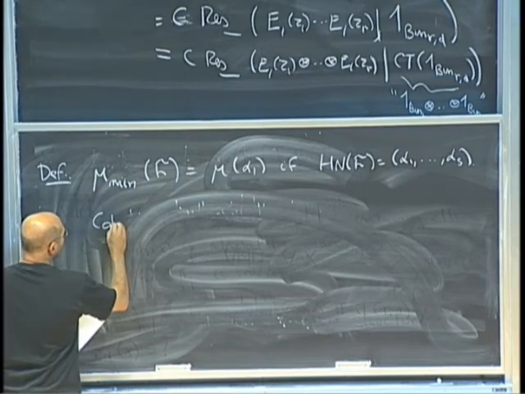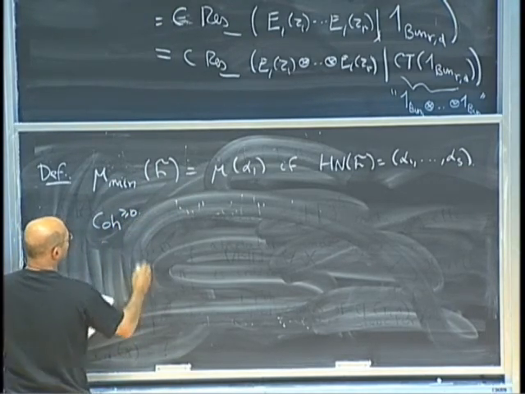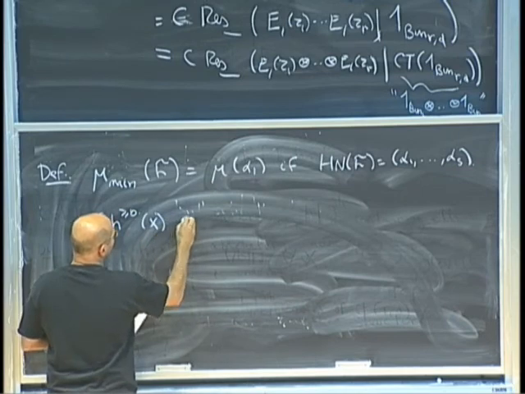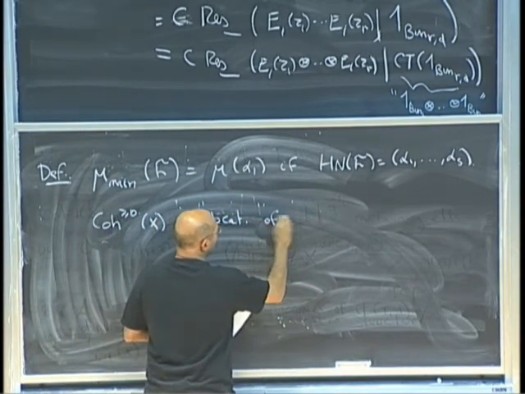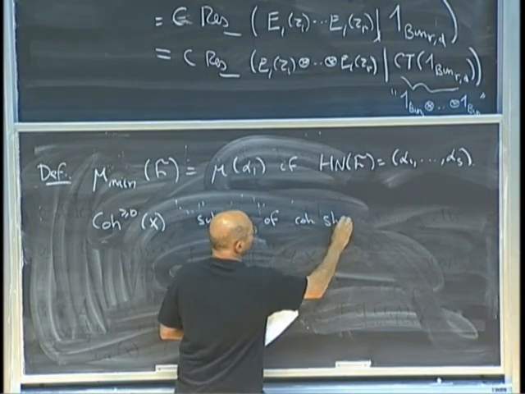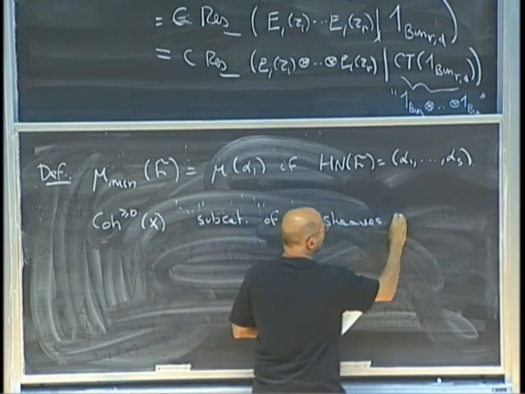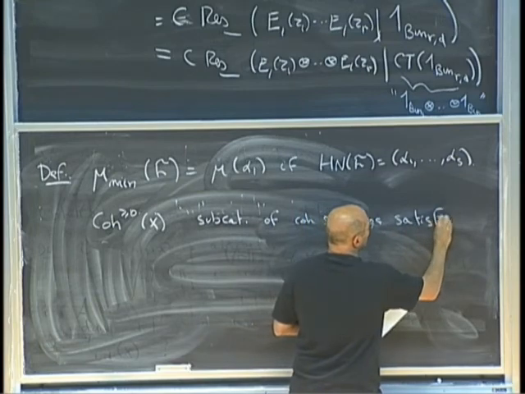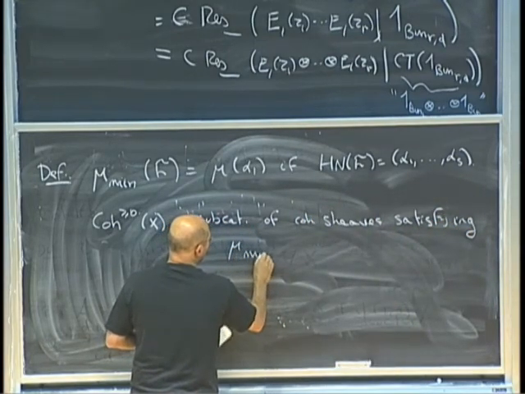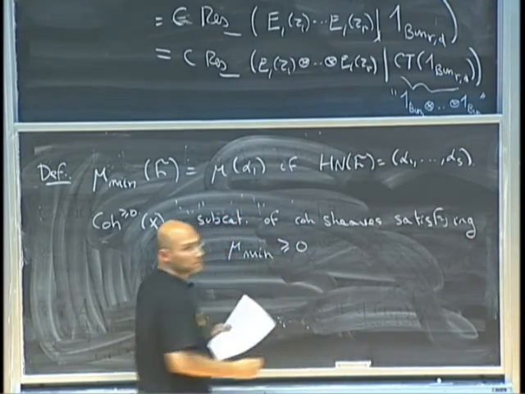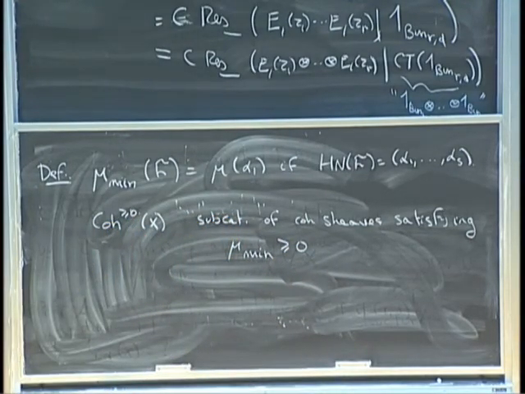And let me denote by Coh_{≥0}(X) the full subcategory of coherent sheaves satisfying mu min is greater or equal to 0. So this is the truncation which I want to consider.